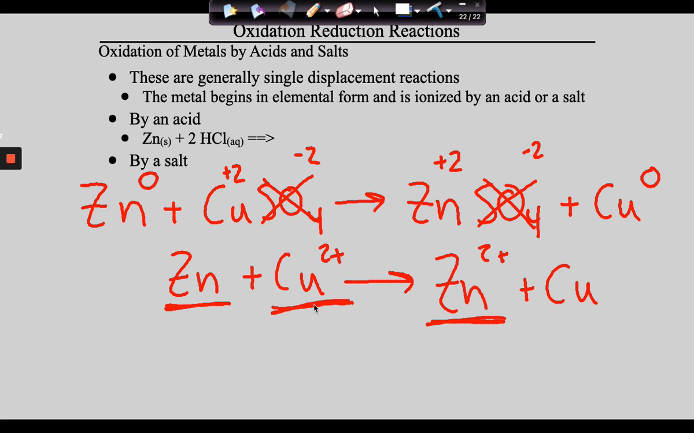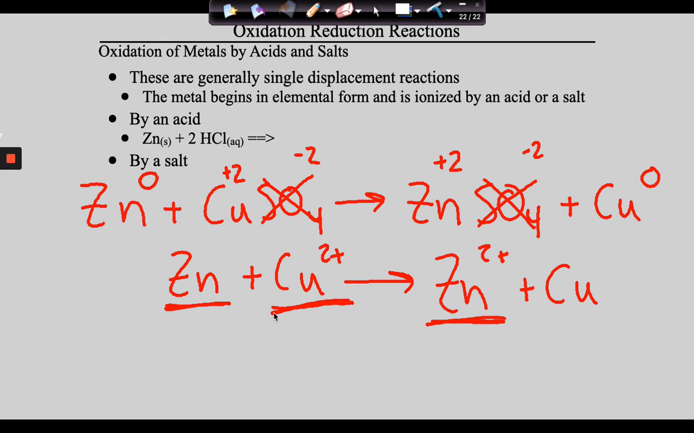That means that this is being reduced. Its charge goes from 2+ to 0. Its charge is going down. What is being reduced? Copper ion. Copper ion is being reduced. So guys, what then does this look like?